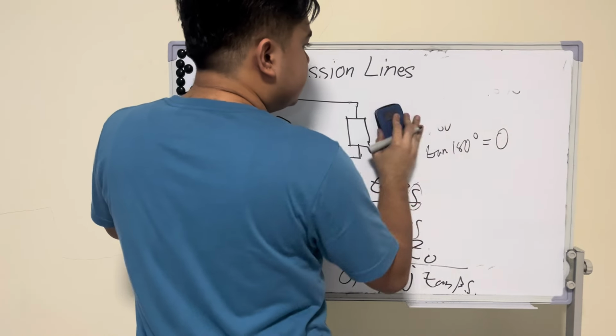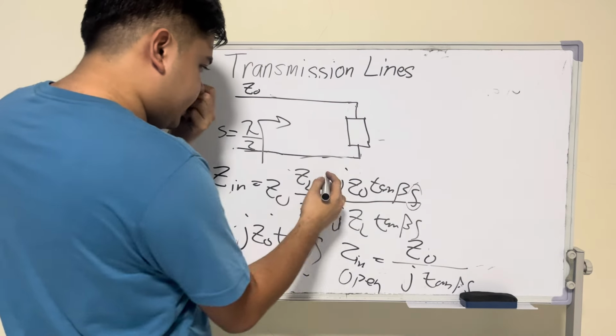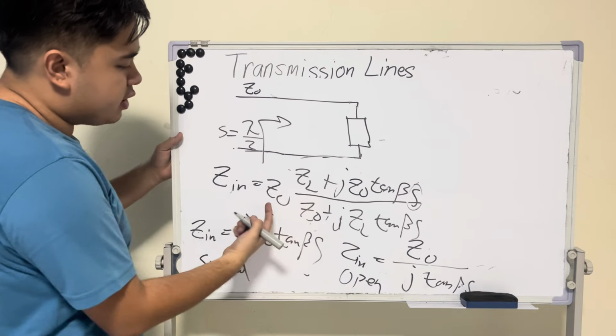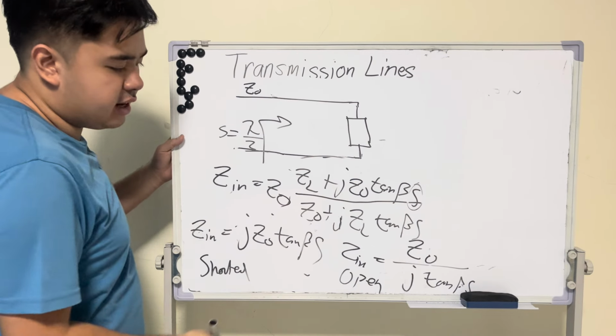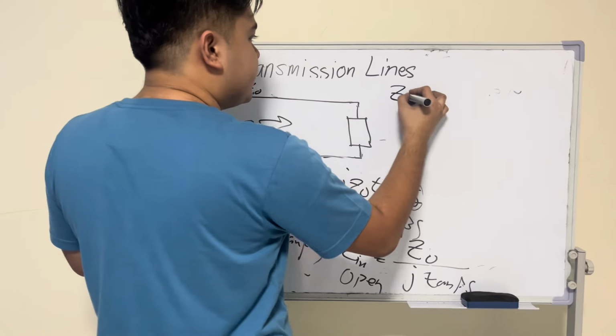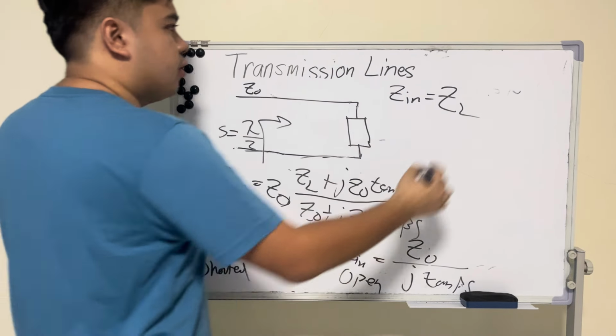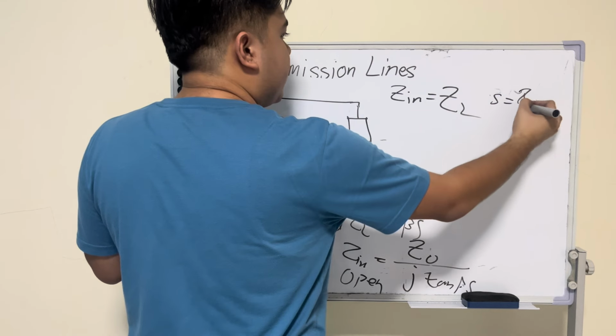So, tangent being 0, we can remove any term in here that has tangent. So remove that, remove that. We're left with ZO times ZL over ZO. We can cancel the characteristic impedance and we get Zin equals the load, for S equals lambda over 2.